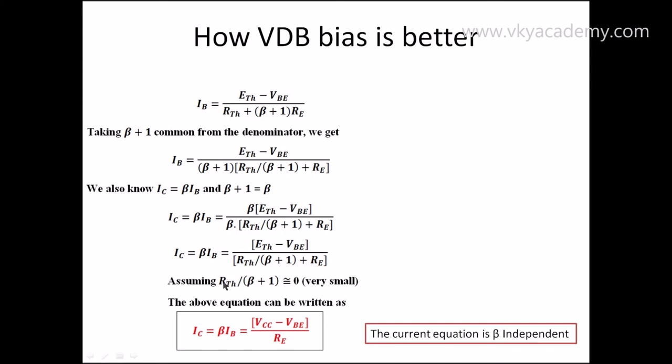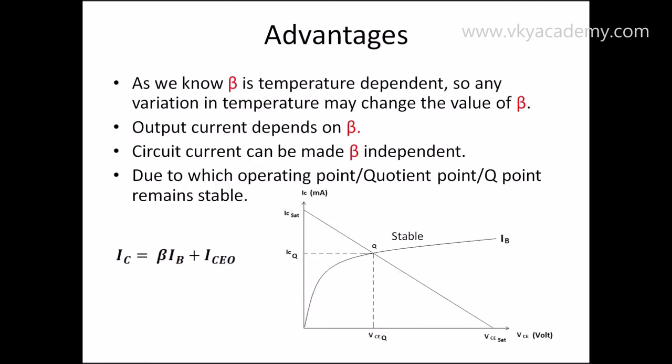In this equation we can choose the values of resistances R1 and R2 in such a way that we can make RTH by (beta plus 1) very nearly equal to 0, or you can say very small. In that case, IC will be equal to (ETH minus VBE) by RE, by neglecting RTH by (beta plus 1). Now the current equation is independent of beta. So from the previous discussion we can say the advantage of the voltage divider bias circuit is that we can make the IC current equation independent of beta by choosing the proper values of R1 and R2 resistances.